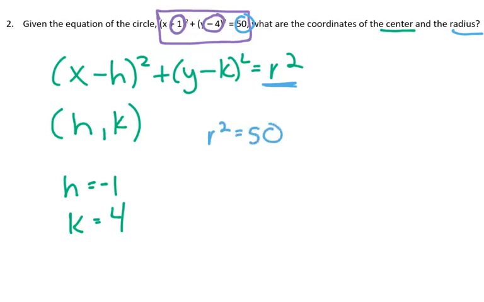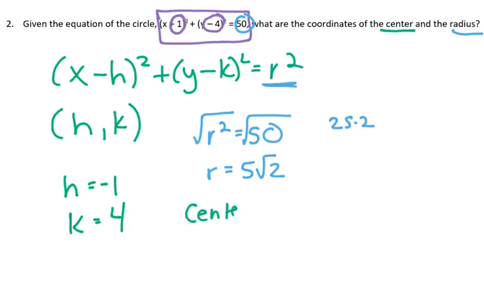So if I want r by itself, I need to square root both sides. So I get r is equal to, let's see, 50 gets broken down into a 25 times 2. So that's going to give me 5 radical 2. So for my final answers here, I'm going to take my h and k values and write that my center is equal to -1, 4, and my radius is equal to 5 radical 2.